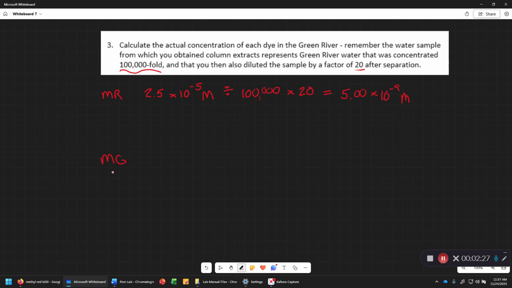And remember, you're also going to need to do this for the malachite green, but what I would suggest is that you go through the calculation for one dye, for number 3 and number 4, and then you come all the way back here and then do it for the second dye.